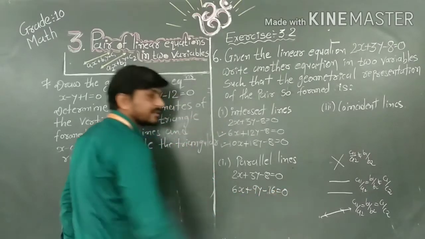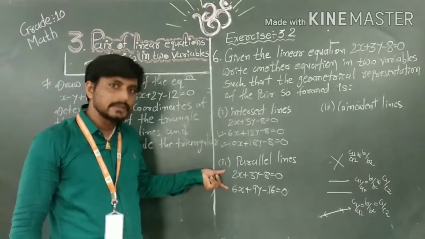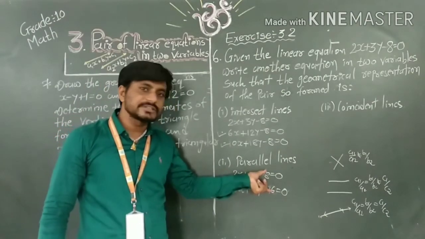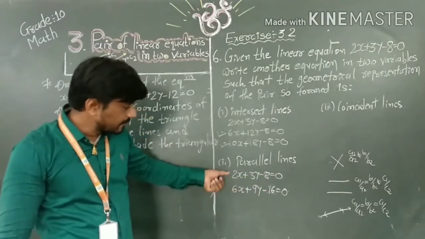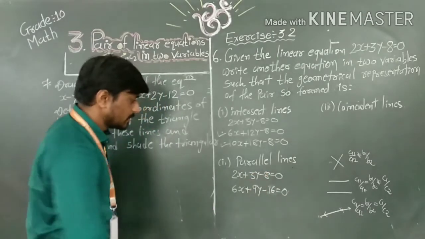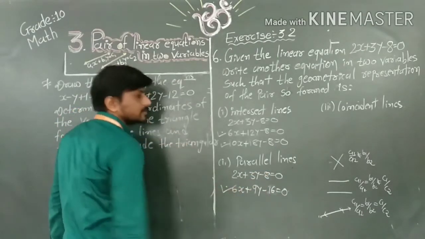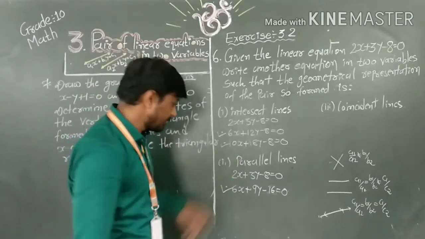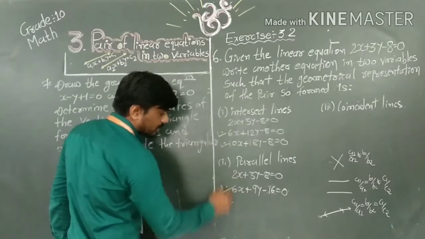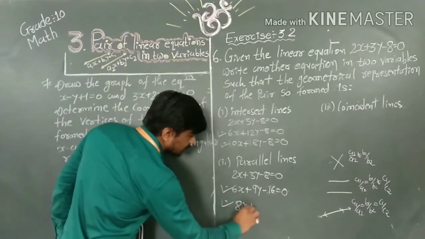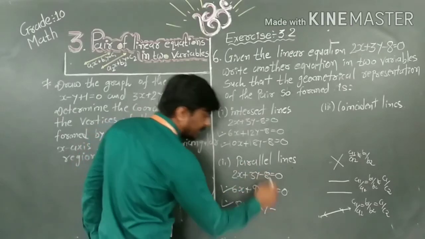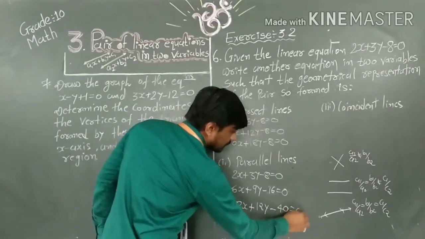Now compare the ratios. What is 2 upon 6? 1 upon 3. 3 upon 9, again 1 upon 3. 8 upon 16, 1 upon 2. That means a1 upon a2 is equal to b1 upon b2 but not equal to c1 upon c2. Therefore, this is an example of parallel lines. You can make another example. Suppose I multiply these two terms by 4: 2 fours are 8x, 3 fours are 12y, and here we multiply with 5: 8 fives are 40.